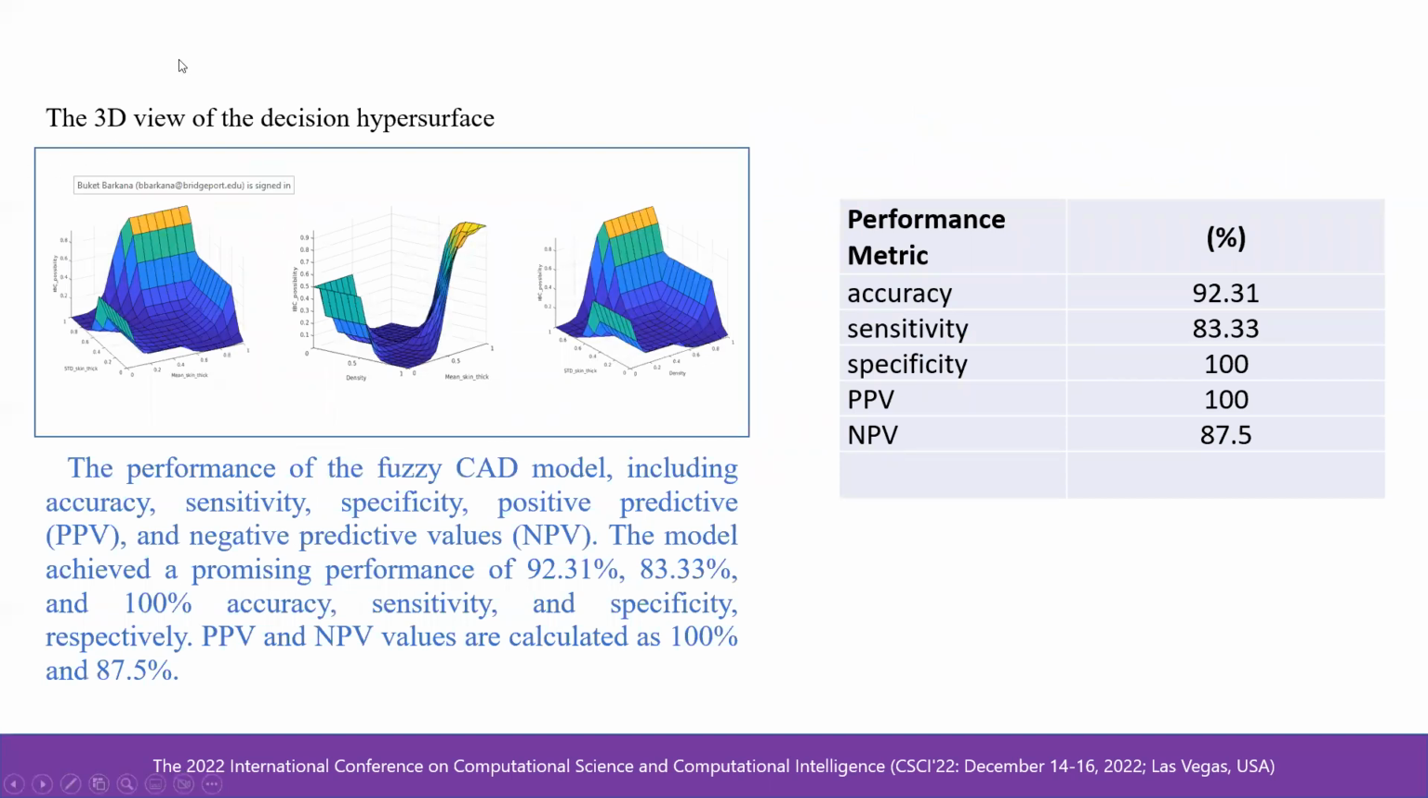Here we have the 3D view of the decision hypersurface for the fuzzy logic classifier. The performance of the fuzzy CAD model, including accuracy, sensitivity, specificity, positive and negative predictive values, are presented in the table. The model achieved a promising performance of around 92%, 83%, and 100% accuracy, sensitivity, and specificity respectively.